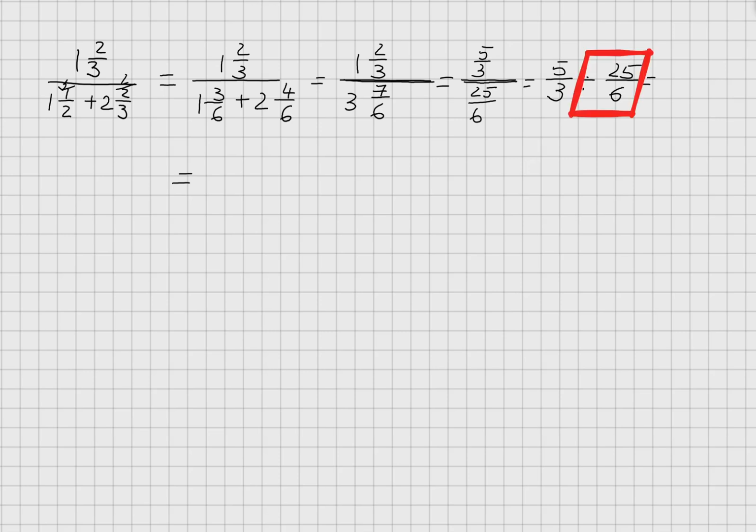Turn the division into a multiplication and flip the second fraction. 5 over 3 times 6 over 25. Can we simplify? Yes, 6 and 3 by 3. 6 divided by 3 is 2. 3 divided by 3 is 1. 5 and 25 by 5. 25 divided by 5 is 5, and 5 divided by 5 is 1. So the answer is 1 times 2, 2 over 1 times 5, 5. Proper fraction, this is the final answer.